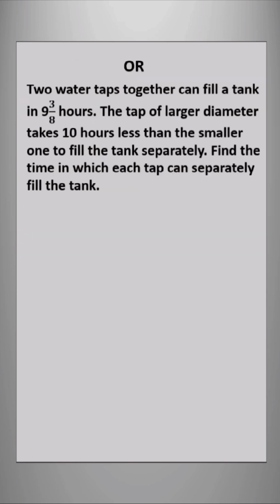Or you can also solve this question. The question is, two water taps together can fill a tank in 9 3/8 hours. The tap of larger diameter takes 10 hours less than the smaller one to fill the tank separately. Find the time in which each tap can separately fill the tank. A smaller tap fills the tank, taking more time.